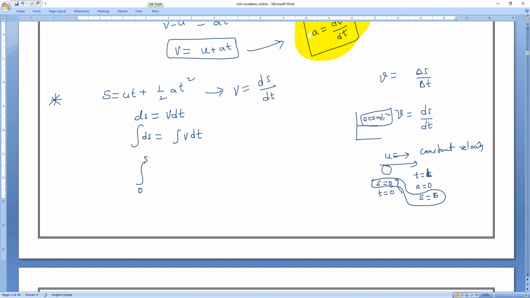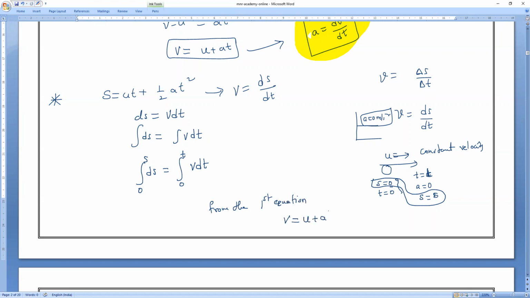The integration from 0 to s of ds equals the integration of velocity, with limits 0 to t, dt. Is it okay? Yes, sir. Now observe very carefully, from the first equation. Any doubt?